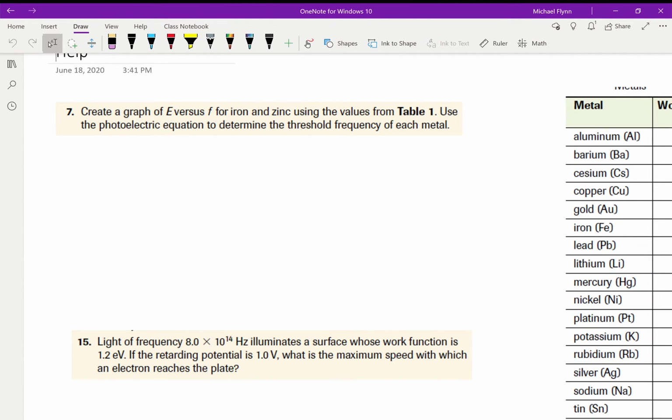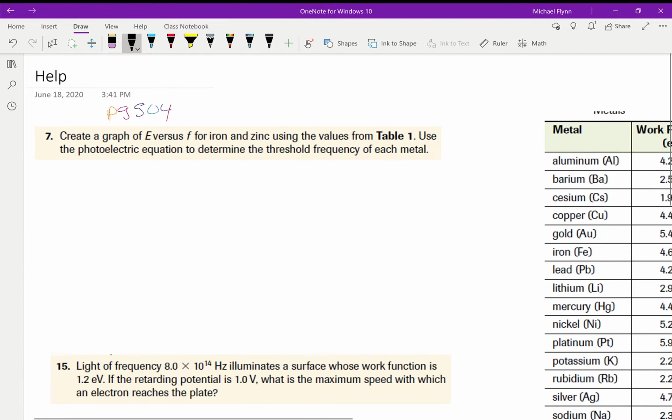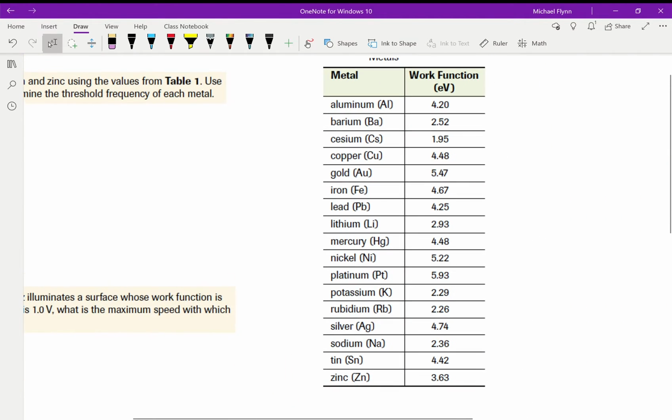Okay? Alright, number 7 on page, I think it was 504? I think so. So this is page 504, number 7. It says create a graph of E versus F for iron and zinc, using the values from table 1. So we go down here on table 1, it's in your textbook. We find iron has a work function of 4.67 eV.